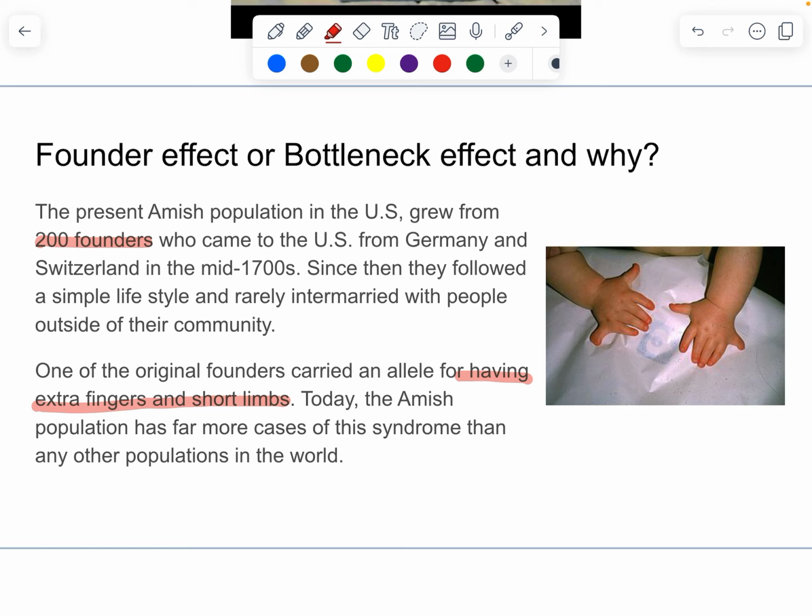So the key word that we need to look for here is migration of a small group of individuals. Okay, and just by chance, out of the 200 founders, one of them carried the allele for polydactylism. As a result, the resulting population has very high prevalence of having 6 fingers. So this is an example of founder effect. Okay, founder effect.